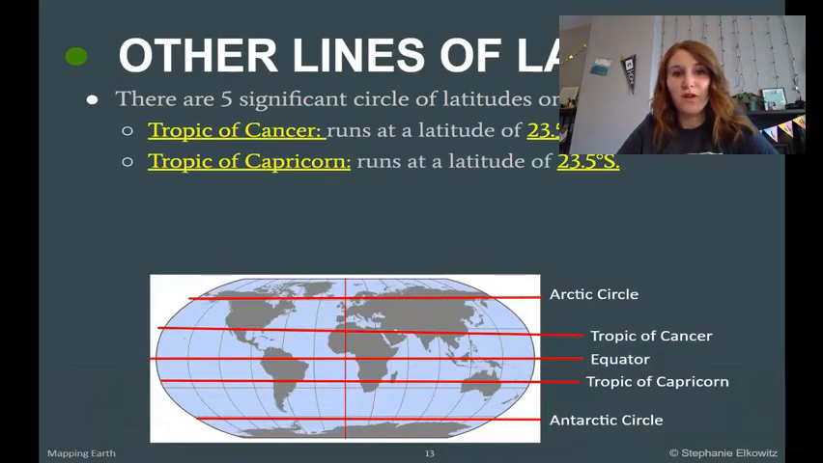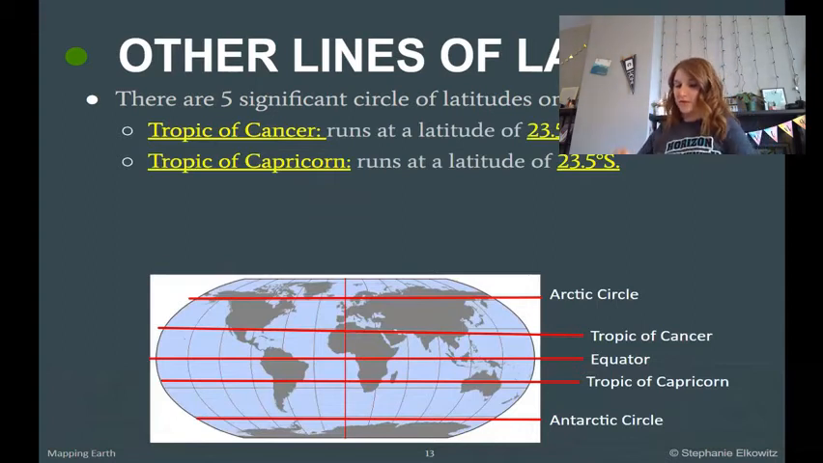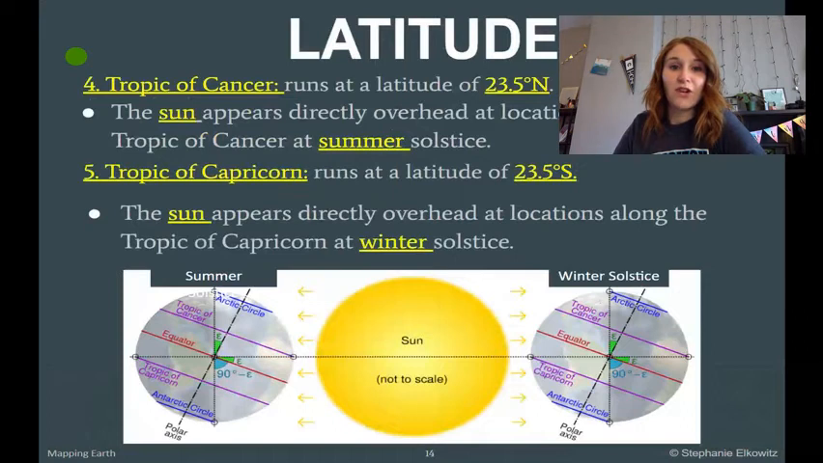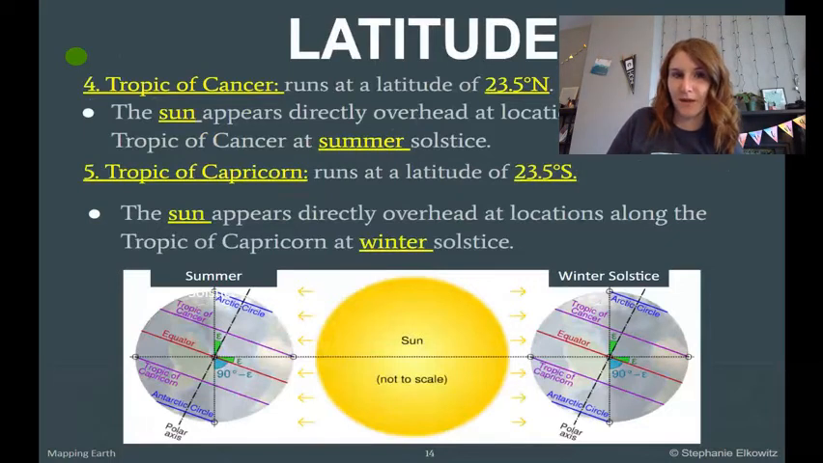Moving on to number 4 and 5 in your chart. 4, the Tropic of Cancer. 5, the Tropic of Capricorn. The Tropic of Cancer runs at a latitude of 23.5 degrees north. During the summer solstice, the sun appears directly overhead at locations along our Tropic of Cancer.